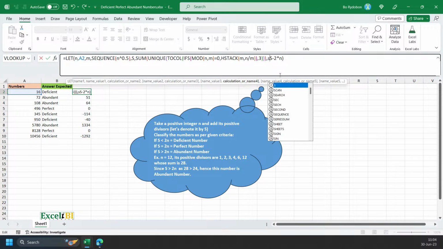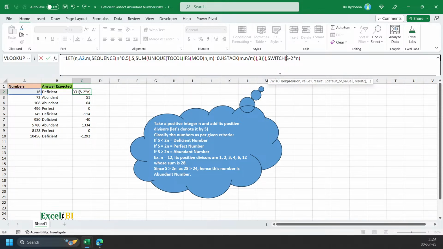So I can go with switch, no. More. No. Okay, I'll just go with sign. So this give me only like 0, 1. So if 0, then perfect. 1, then abundant, and then the rest is deficient. Then I just hard code this. Of course. Okay.